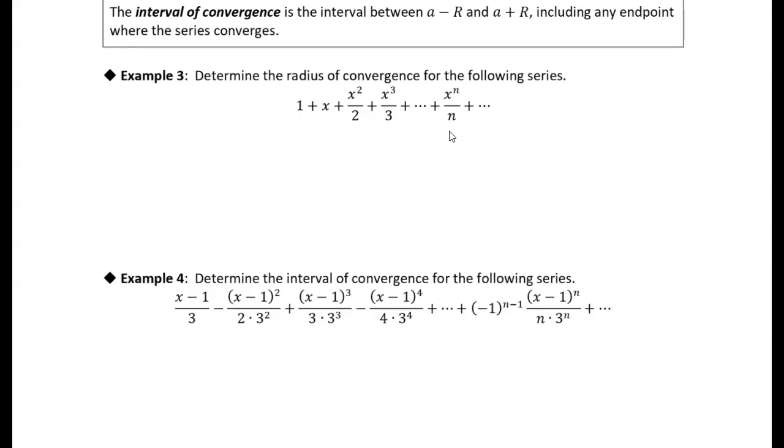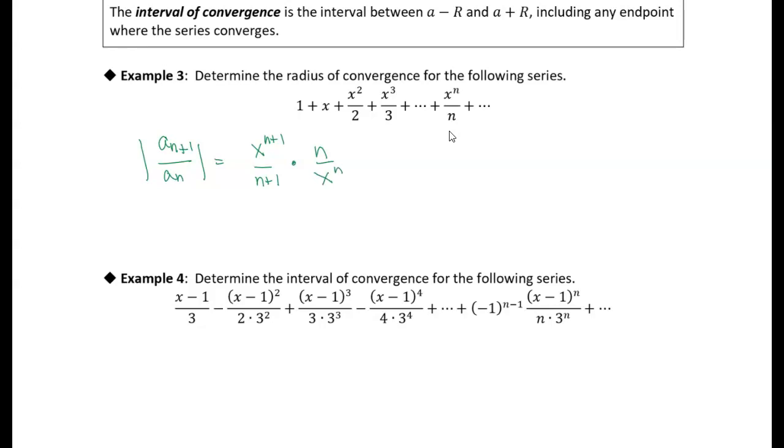All right, so we have a series, and let's just apply the ratio test. So it looks like the nth term is x to the n over n. So I'm going to write the ratio of the consecutive terms, right? So it's going to be x to the n plus 1 over n plus 1, and then times the reciprocal of a_n, the nth term, so n over x to the n.